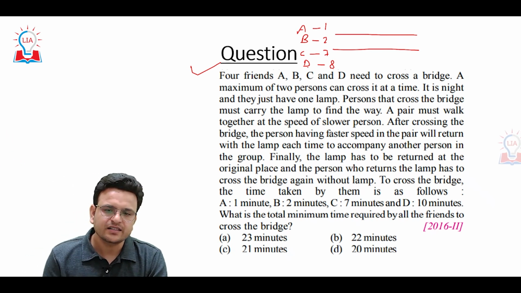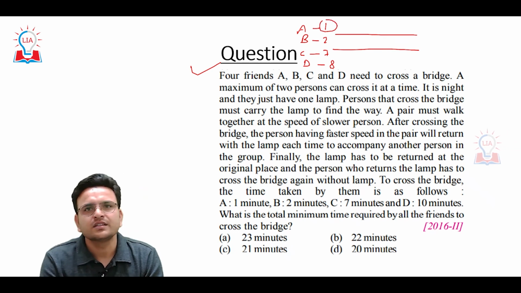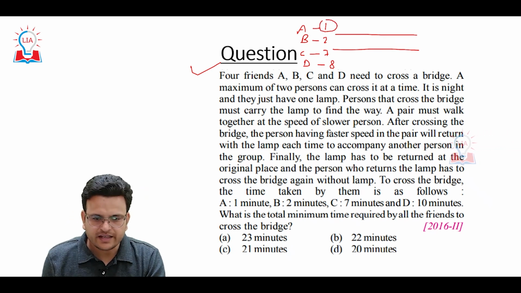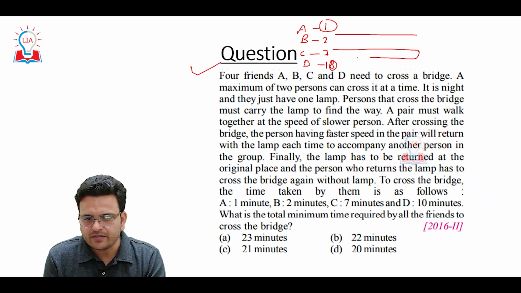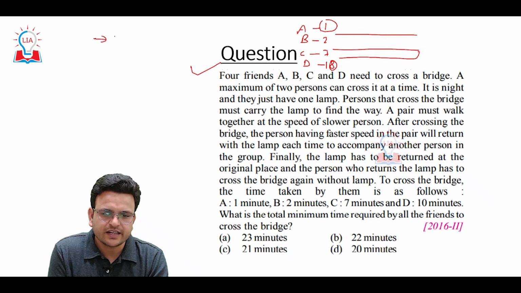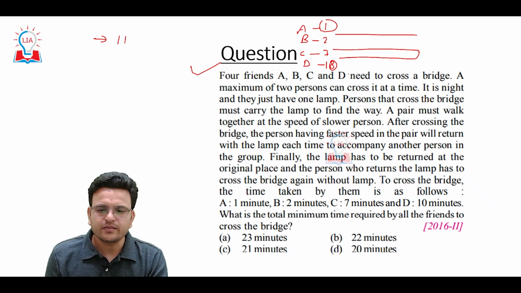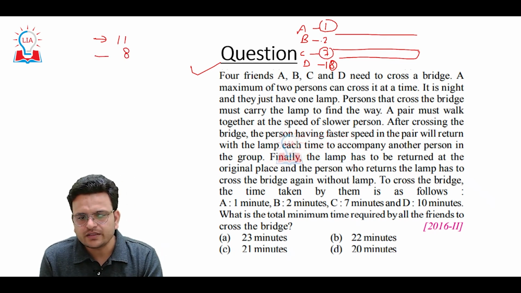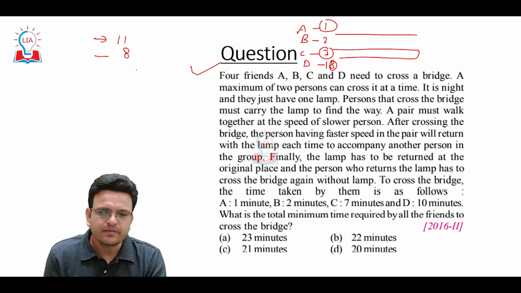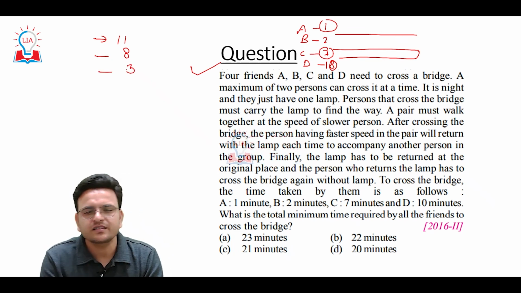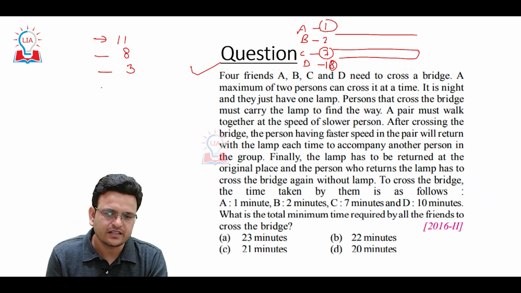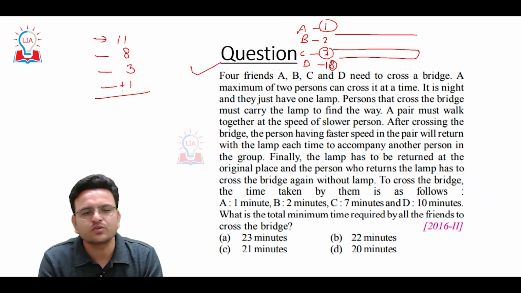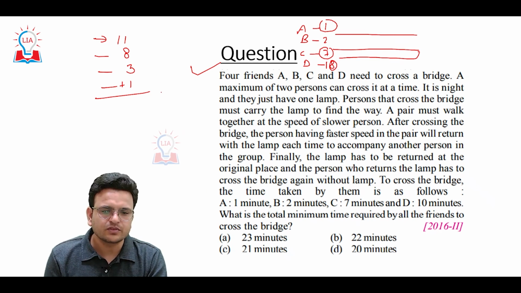So we can say that A is going with D and coming back. How much time is taken? While going 10 minutes, coming back 11 minutes. Again A is going with C and coming back, again 8 minutes. A is going with B and coming back, again 3 minutes. And again A is going, it is 1 minute. Just add these values and you are going to get the answer. It will be around 23.